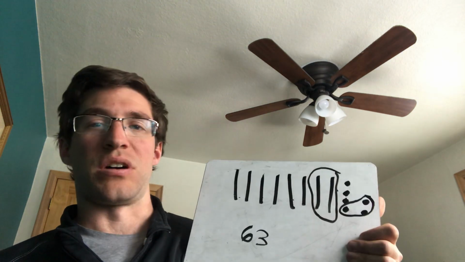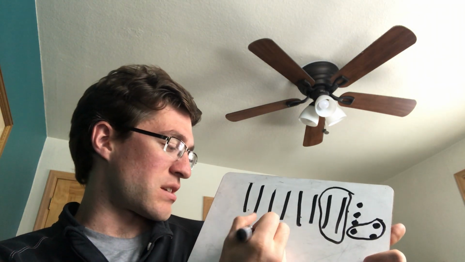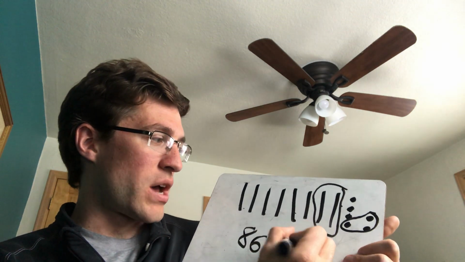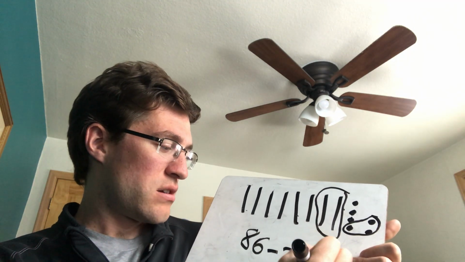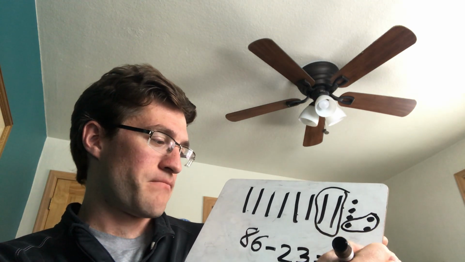63 must have fallen out of the bowl. So we could write our equation like this. We could say we started with 86, then we took away 23, and we were left with 63.